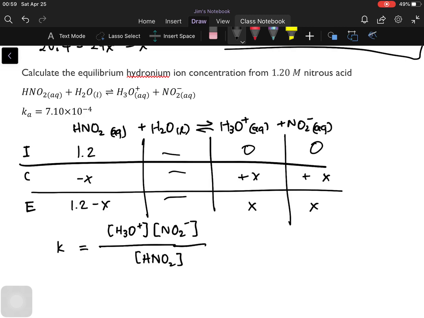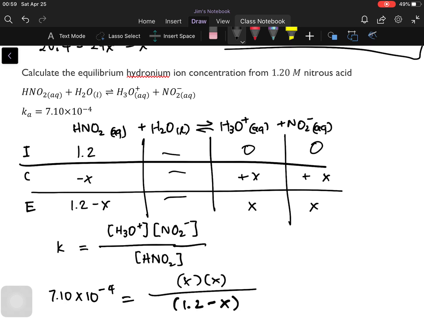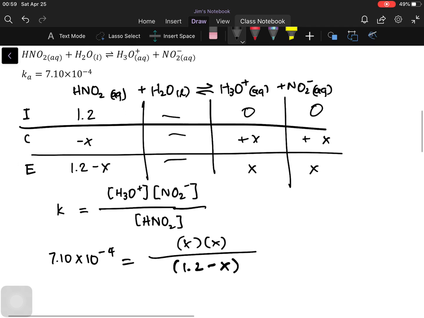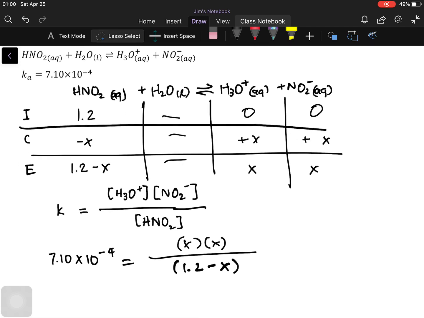Okay, so K is this 7.1 times 10 raised to negative 4. So let's write that: 7.10 times 10 raised to negative 4 equals x times x divided by 1.2 minus x. So what can you observe? Just looking at the equation, we are going to use quadratic equations. Okay, so quadratic equation. So I'm going to copy this.